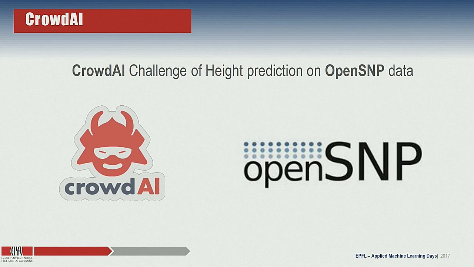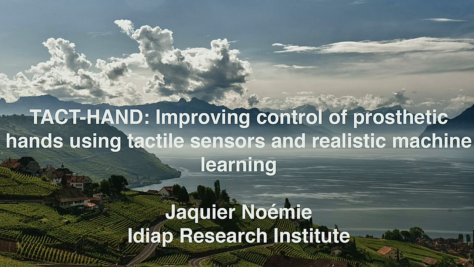Finally, CrowdAI is opening a challenge that will aim to predict AIDS thanks to the data available from OpenSNP. OpenSNP is a platform where individuals can share their genotypic information for research purposes, and it will be the data that will be provided for the challengers.